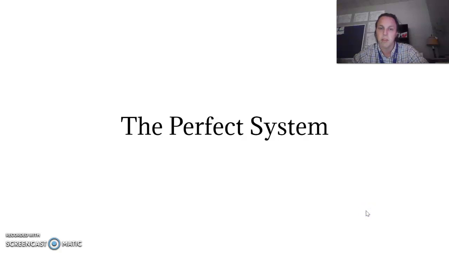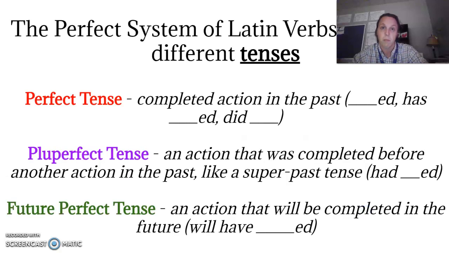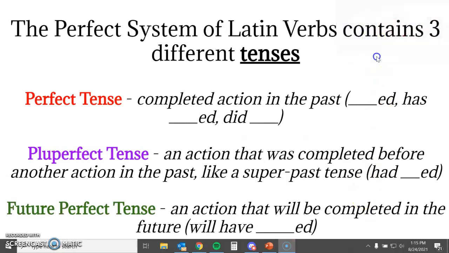Let's look at how we approach the perfect system differently. Let's talk about what the perfect system means. The perfect system of Latin verbs contains 3 different tenses, and they all have the word perfect in them. The perfect tense is a completed action in the past. The pluperfect tense is an action that was completed before another action in the past. It's like a super past tense, and that would be translated as had blanked. We're going to look at some examples in a second of what that looks like in English.